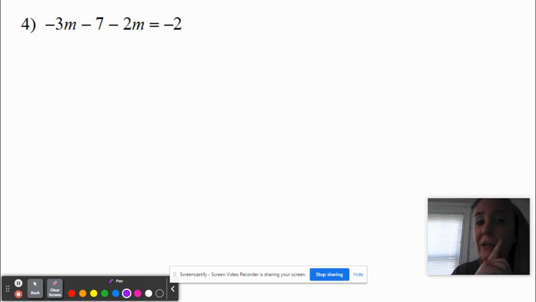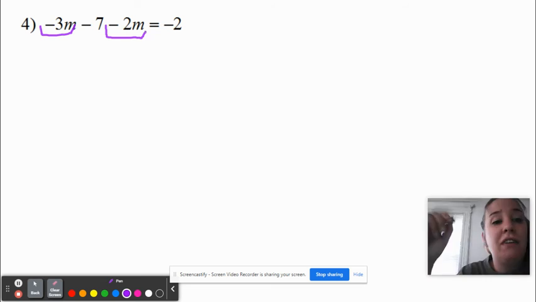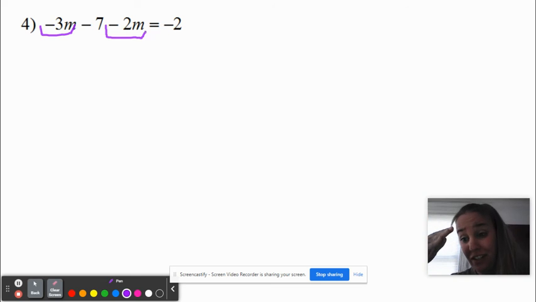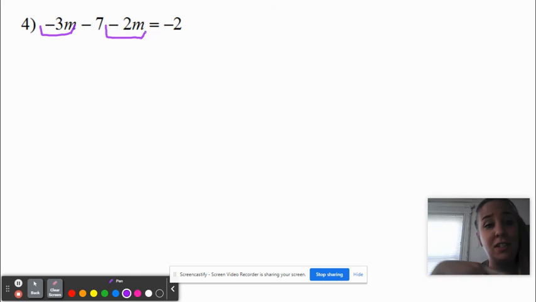Okay, this one looks a little weird. Let's start with combining like terms as usual. So I see my like terms here. I have a negative 3m and a negative 2m. Students often forget the symbol in front has to stick with it, right? So it's not negative 3m plus 2m. It's negative 3 minus 2. You owe me $3, 3 monies, if you will, for m. So negative 3 minus 2 is negative 5m.